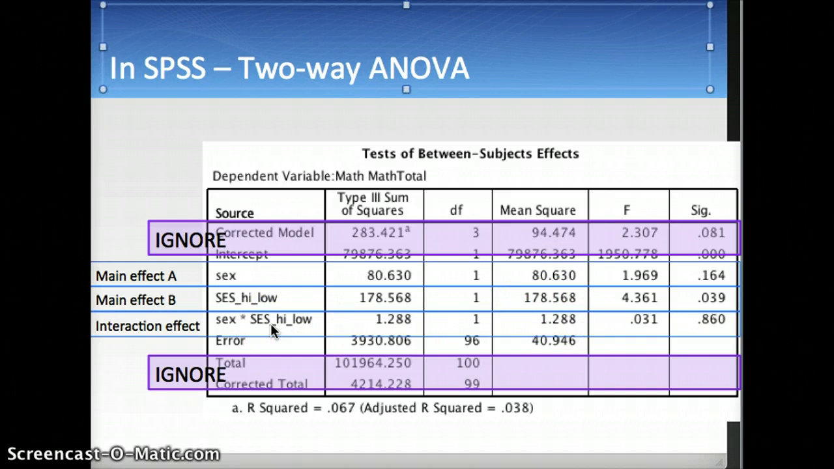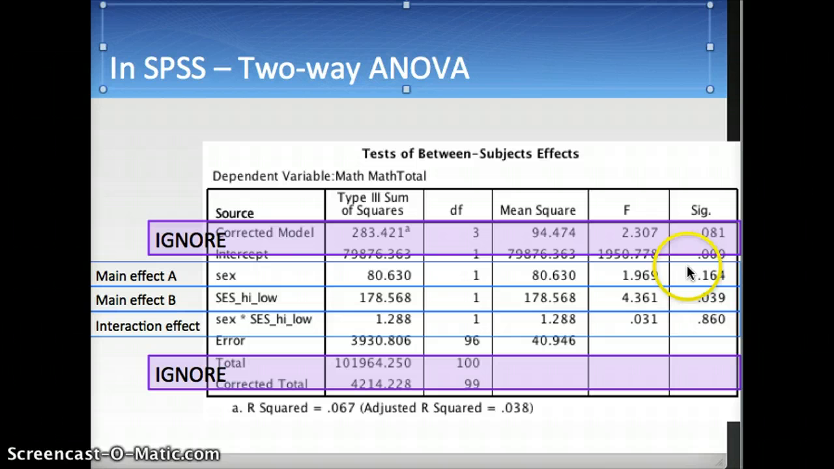In the two-way ANOVA, you always want to start with the interaction effect because the interpretation of the main effect depends on the interaction effect. So in this case, for example, we have the gender of people interacting with the socioeconomic status. And here it's just two levels, high, low.